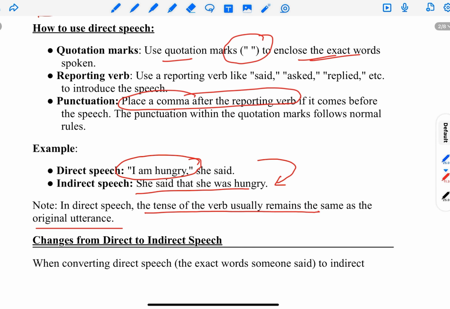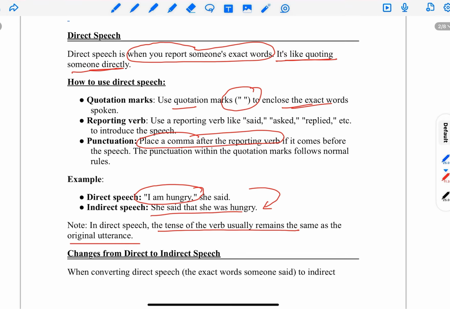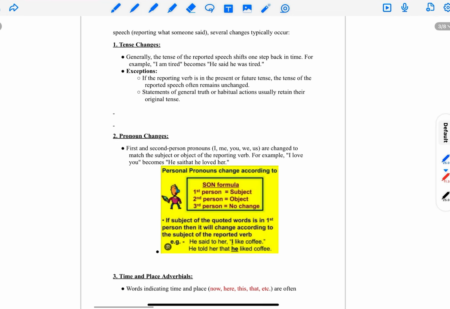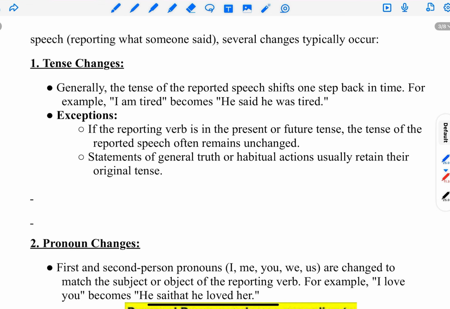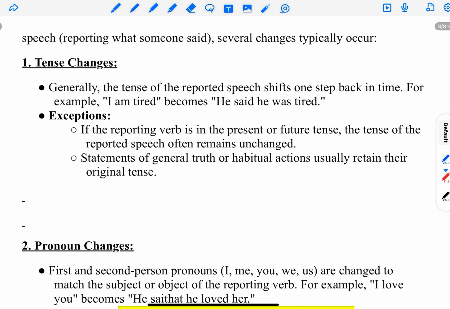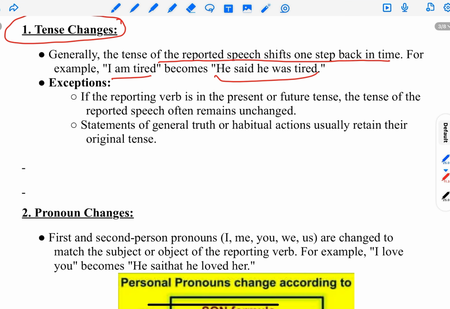Now we will see what are the rules to change a direct speech into indirect speech. When we change a direct speech into indirect speech, there are certain changes. The very first change is change of tense. Generally, the tense of the reported speech shifts one step back in time. For example, "I am tired" becomes He said he was tired. So it will change into past tense. Exceptions: the tense will not change in the case of habitual actions or universal truth or general truth.